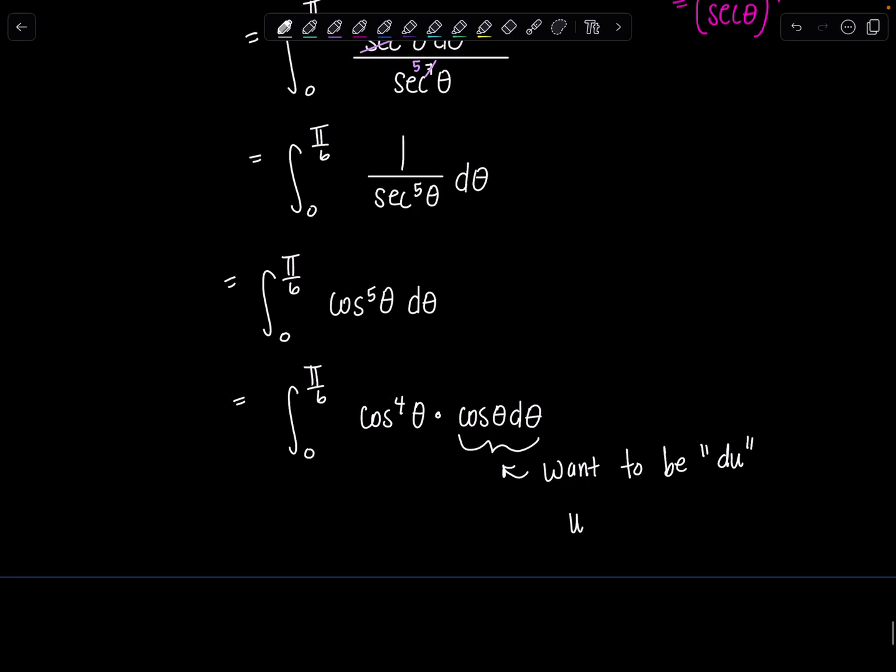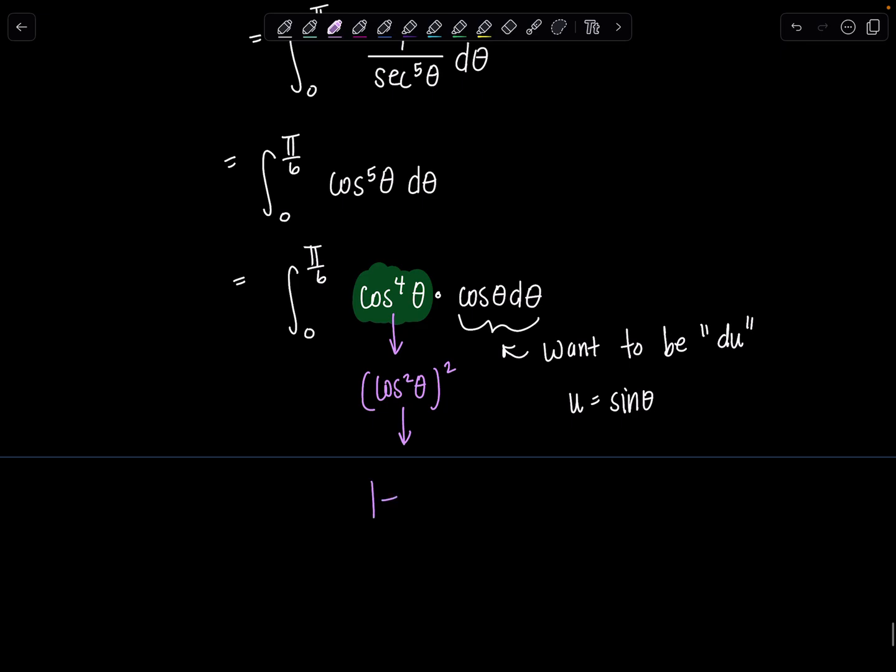Very good. U would need to be sine theta. And then you take a peek over here and you go, uh-oh, I don't have sine theta. But that's totally fine because I have an even power of cosine. So I'm just going to rewrite it. Because cosine to the 4th theta is cosine squared theta squared, right? And then I can rewrite cosine squared theta as 1 minus sine squared theta squared. And then just leave that cosine theta d theta out there.